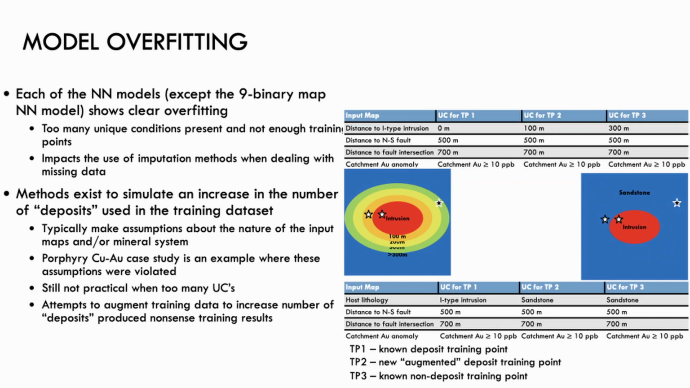So although I did attempt to use this particular method called SMOTE to try and increase the size of the deposit class to overcome this problem with overfitting, unfortunately it didn't actually work, because I got really high error rates because of this conflicting issue between the augmented deposit locations and the non-deposit locations that were pulled out of the barren drill holes.